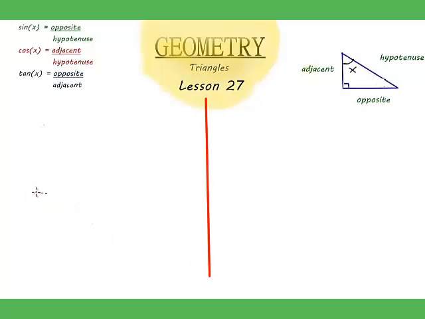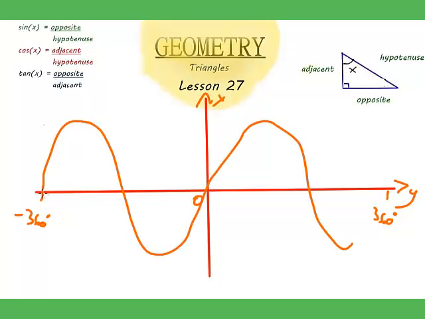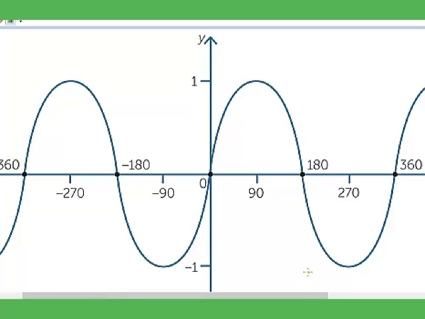So remember, it's two axes, an x and a y, and this middle bit is the origin, 0, 0. And let's make it from negative 360 degrees to 360 degrees. And the sine graph would look something like this. And as you can see, it's not quite good, so I've prepared something else. So here's a digitalized version of it.